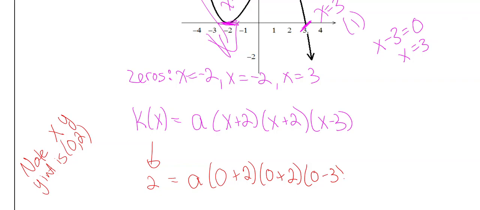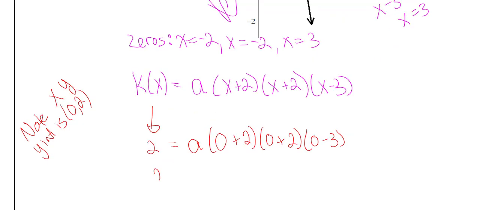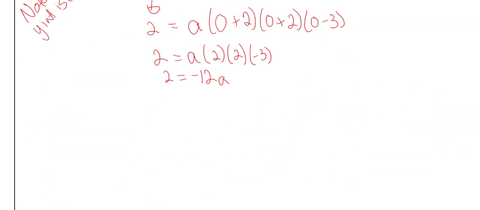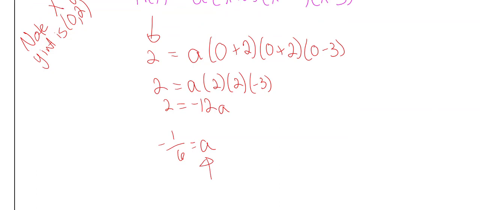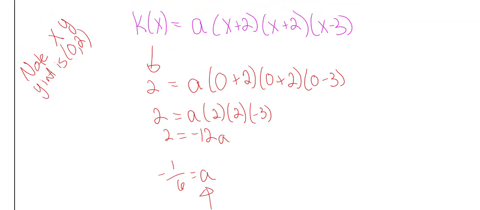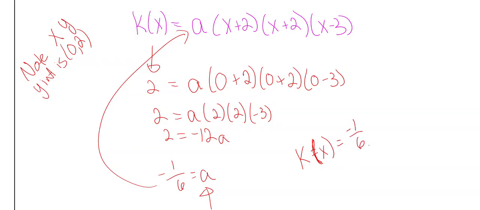Then take a look at what I got. I have 2 equals a times 2 times 2 times -3, or 2 equals -12a. And if I divide that out, now I have -1/6 equals a. Well, I just found that missing piece. So what I can do is I can go back to the beginning and plug that in, and now I have an equation for what k of x is. So k of x is equal to -1/6, because that's my a value.